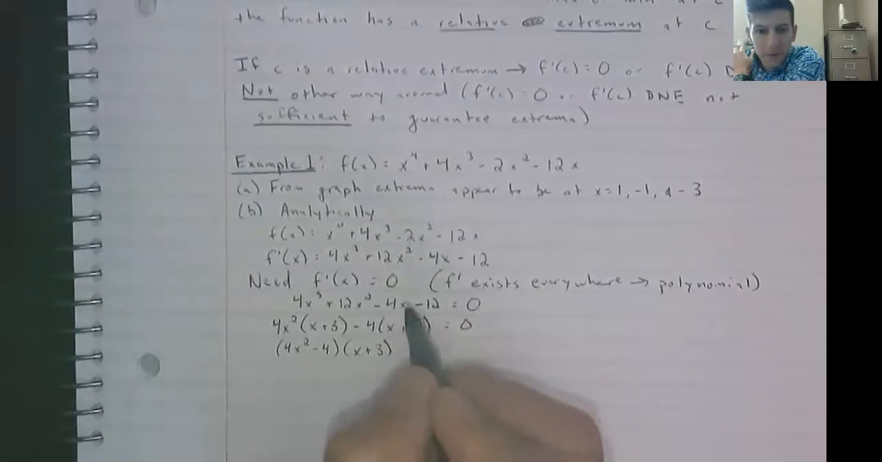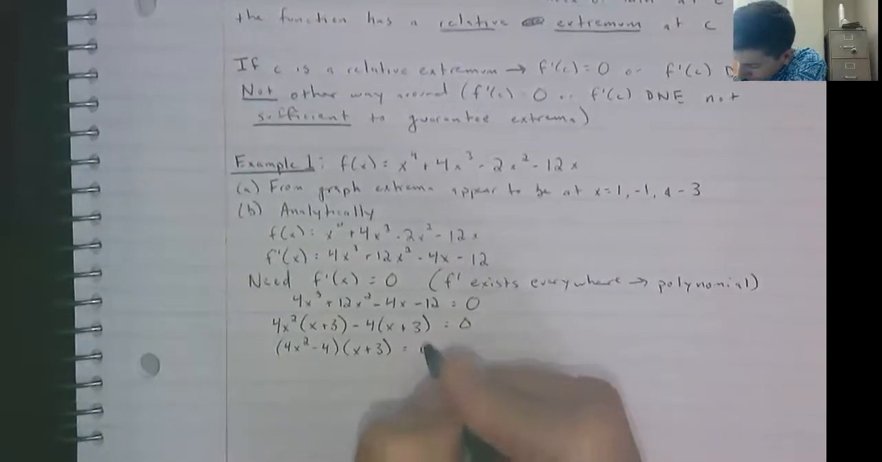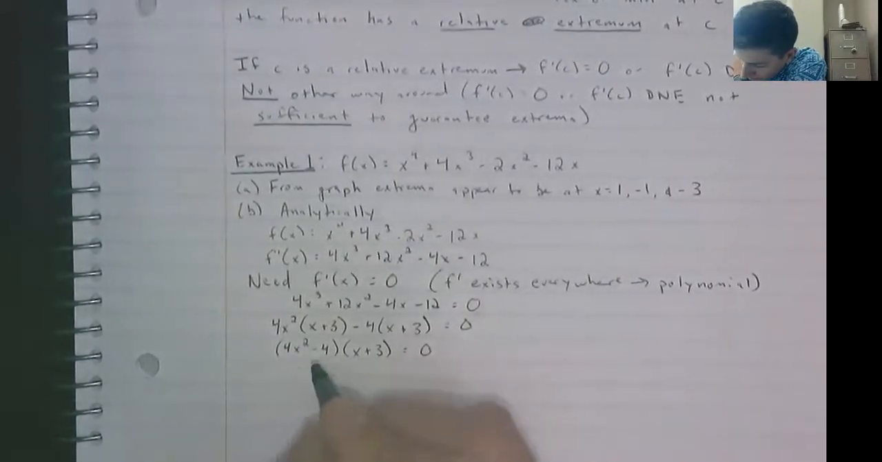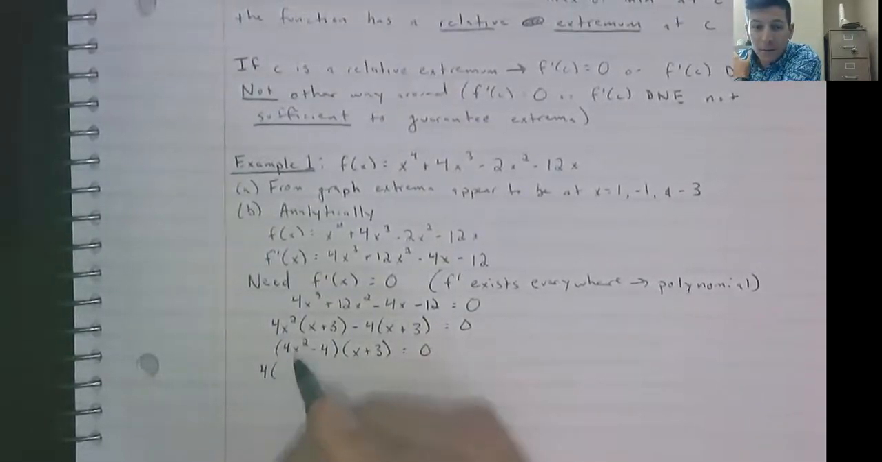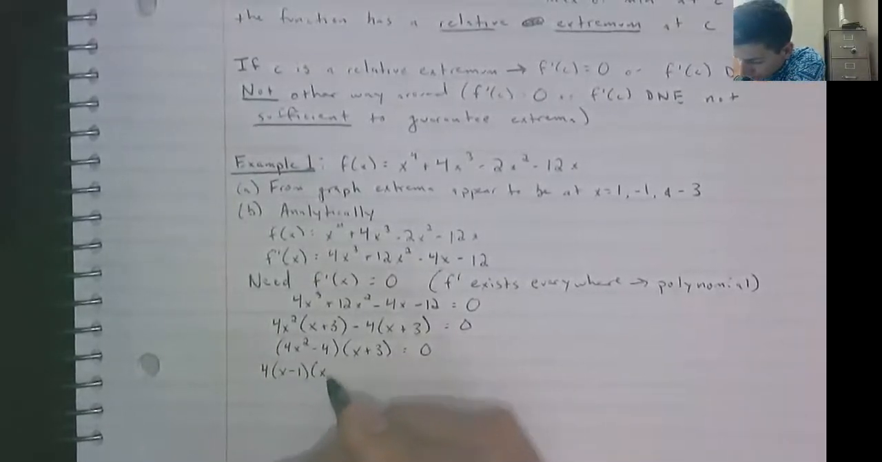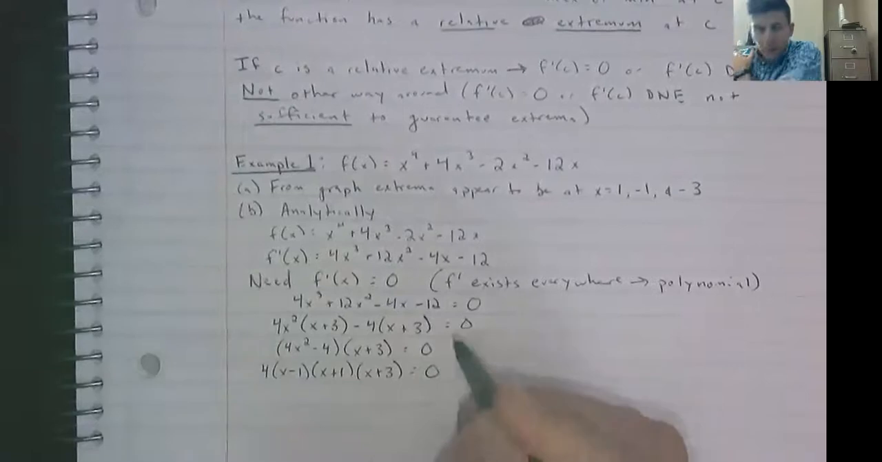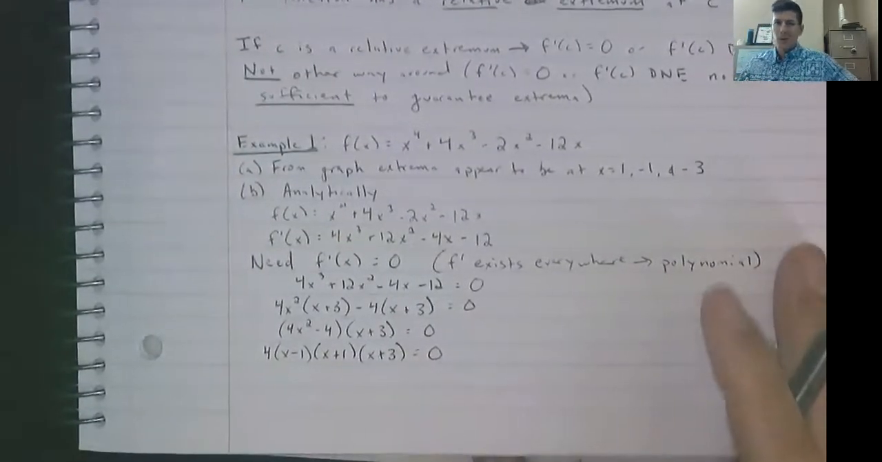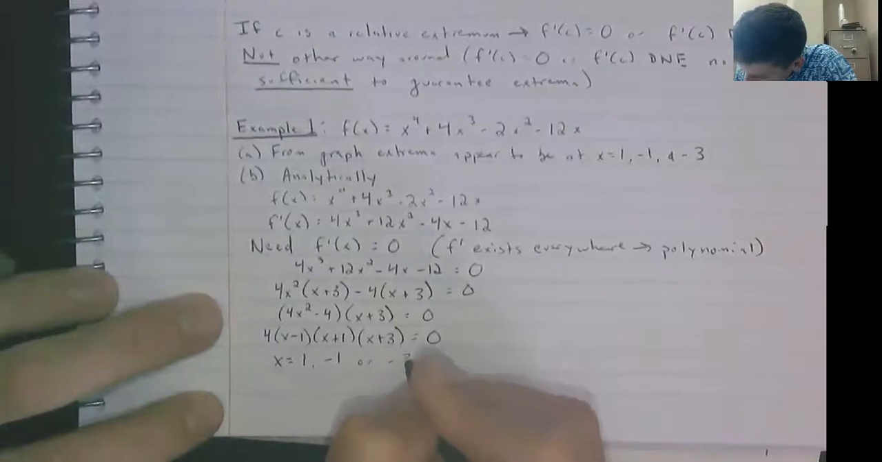I guess we could have factored out a 4 of everything, but that would have been smart, and I'm not very smart, so oh well. But now, if we factor out the 4, this becomes x squared minus 1, which factors into x minus 1 times x plus 1 times x plus 3. And using our zero product property from, I think, Algebra 1, we have indeed confirmed that if x is equal to 1, -1, or -3, f prime of x is equal to 0.